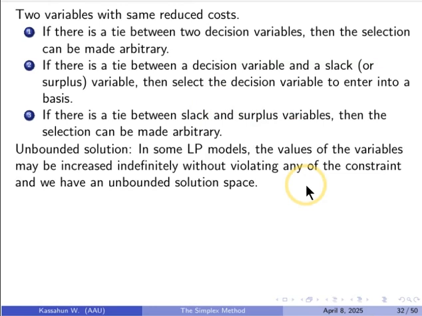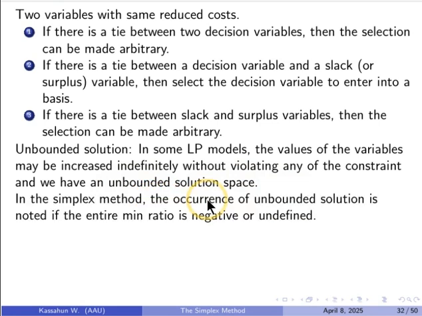Now, unbounded solution. In some linear programming models, the values of the variables may be increased indefinitely without violating any of the constraints, and we have an unbounded solution space. Therefore, without limit, sometimes conditions may allow us to increase xj indefinitely without bound. In the simplex method, this occurrence of unbounded solution is noted if the entire minimum ratio is negative or undefined. That will tell us the occurrence of this situation.